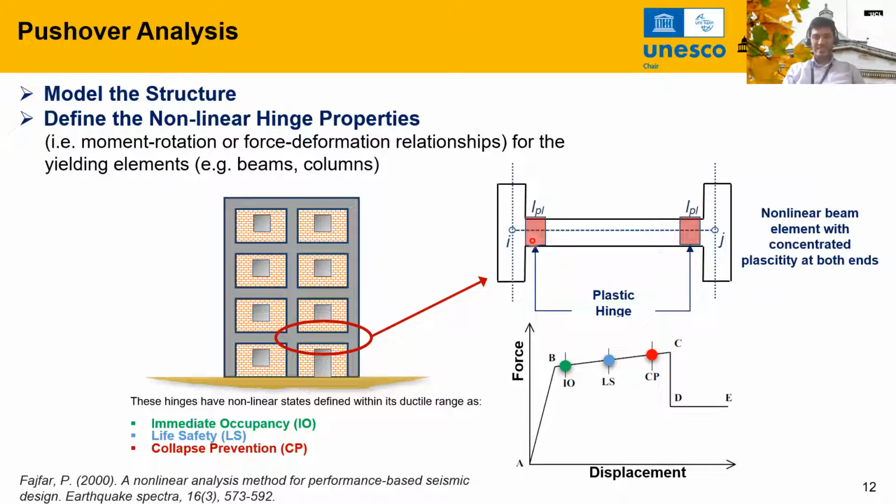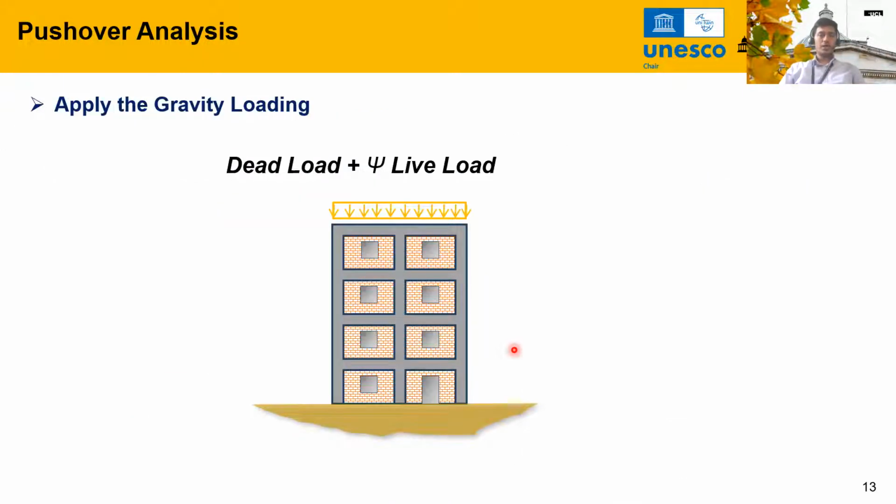So these plastic hinges are represented by this force moment curvature relationship. These are also available in codes, how to define those, and so on. So this is just one approach of creating the numerical model of the structure. Then we apply the dead load plus certain live load.